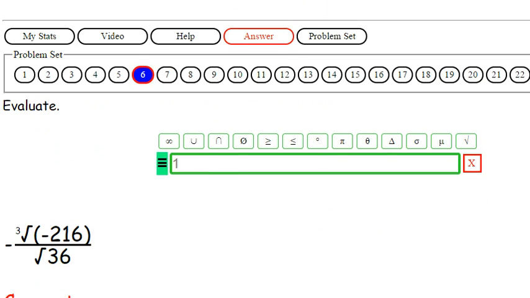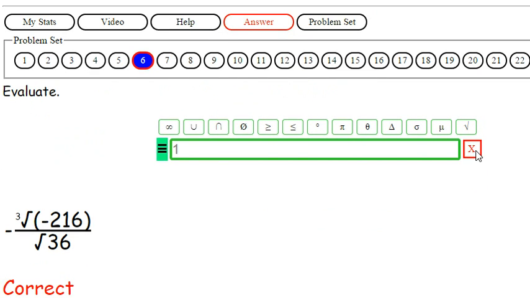Should we try it out? Correct. I should probably make that a red check mark. X looks like it's wrong, doesn't it?